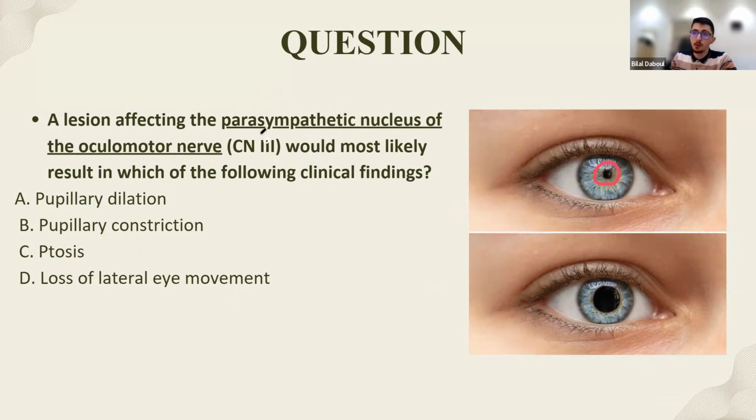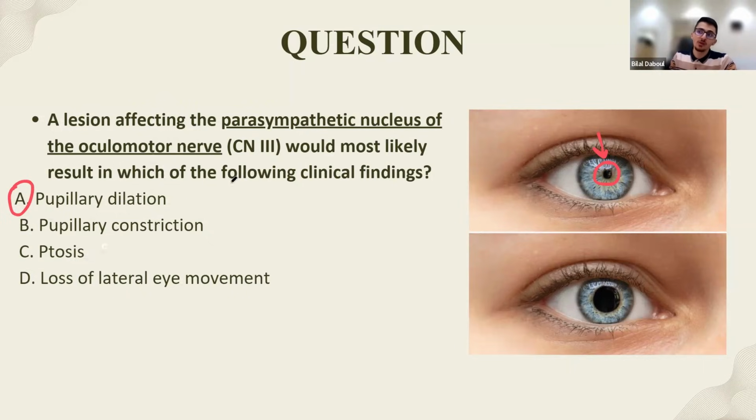Once you have firing of the parasympathetic nucleus of the oculomotor nerve, you would have pupillary constriction, so miosis. If you have loss of function, so a lesion affecting the parasympathetic nucleus, you have unopposed pupillary dilation, because pupillary constriction function is lost and the sphincter pupillae muscle is non-functional. So this would be A. Pupillary constriction is wrong because it's a function of the oculomotor nerve itself, and this is a lesion affecting the oculomotor nerve.